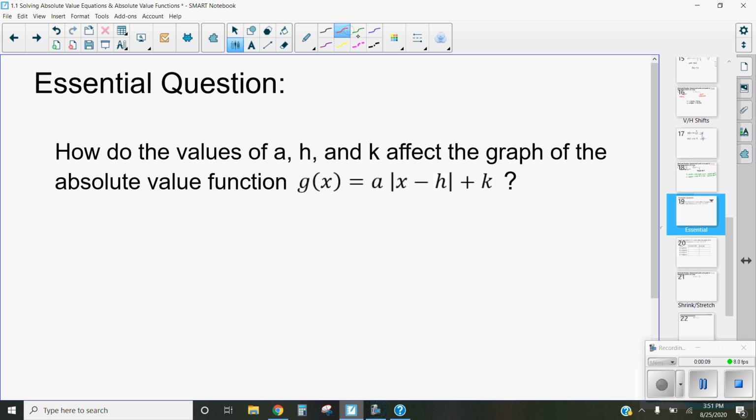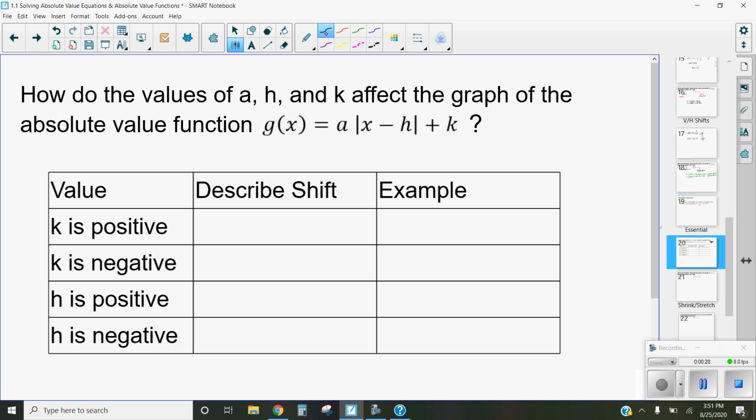In this lesson, we will be discussing how the value of a affects the function. So again, a is the number that we're multiplying times the absolute value. So we want to look at how changing this value of a affects what the function looks like. Now, as a quick review, let's talk about what happens with k and h and how they affect the function.